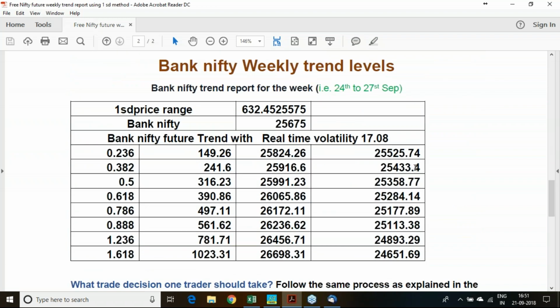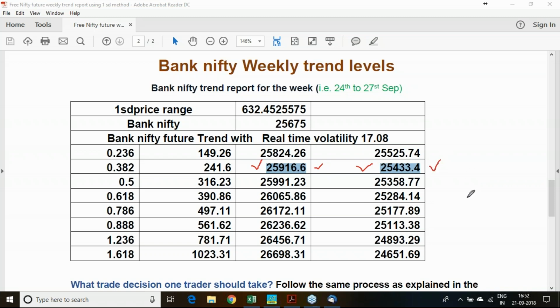So coming to the Bank Nifty, these are the levels we are expecting: above 25,900 there will be an uptrend. As per the Fibonacci rule, below 25,433 there will be a downtrend. If it crosses 25,917, you must buy the Bank Nifty future along with the 25,900 put.